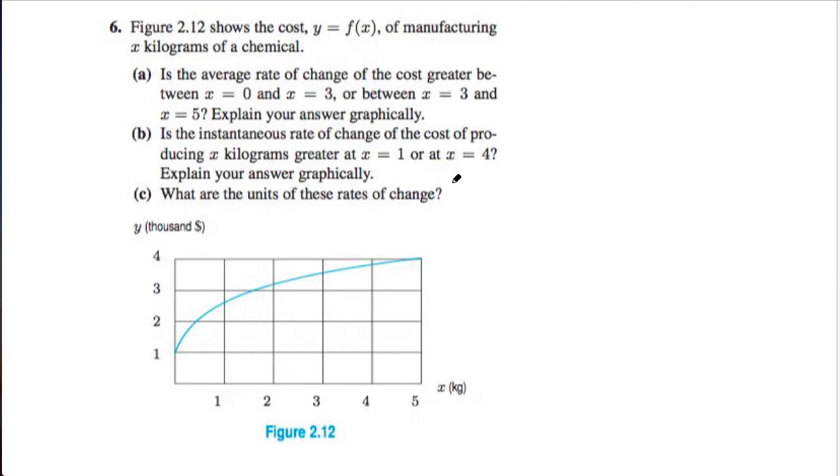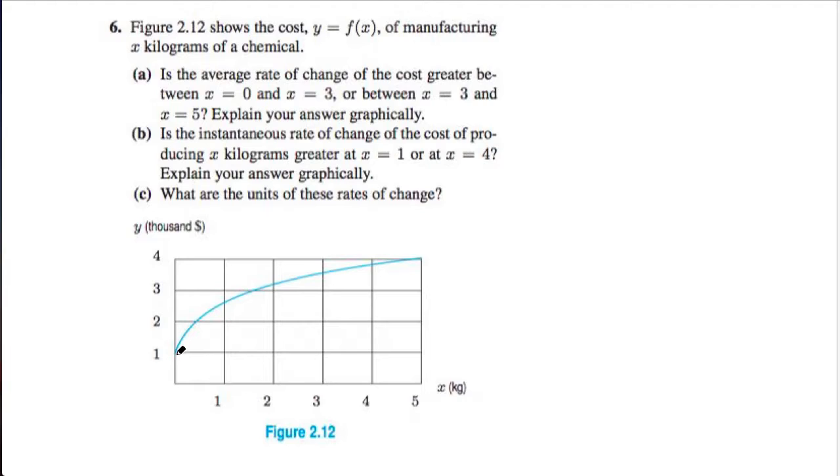For question number 6, we're given a graph of y equals f of x, and we have x on the horizontal and y on the vertical. Y represents a cost, x represents number of kilograms. And question A asks us to determine whether the rate of change of cost is greater between x equals 0 and x equals 3, or between x equals 3 and x equals 5.